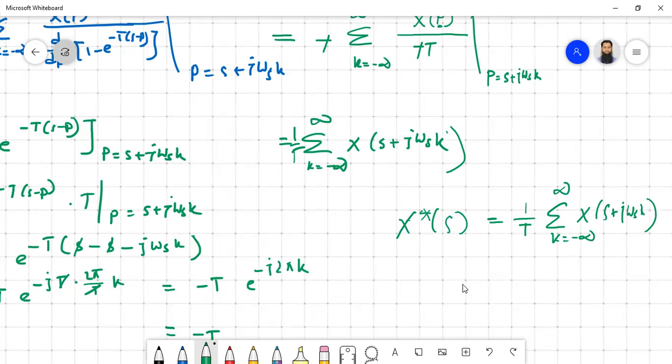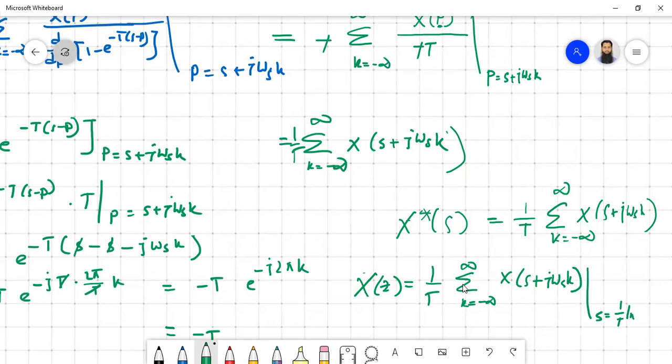Now we are interested in the z transformation. So s has to be replaced by 1 by T log z. So in that case, we can call it X(z) equal to 1 by T, summation of k equal to minus infinity to infinity, X(s plus j omega_s k). The condition is s equal to 1 by T log z.